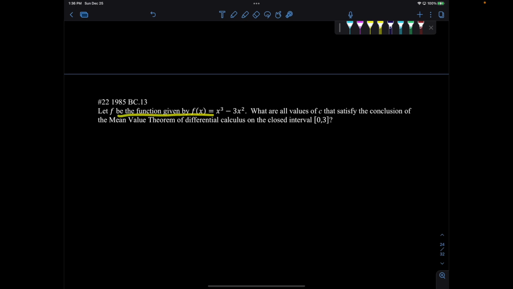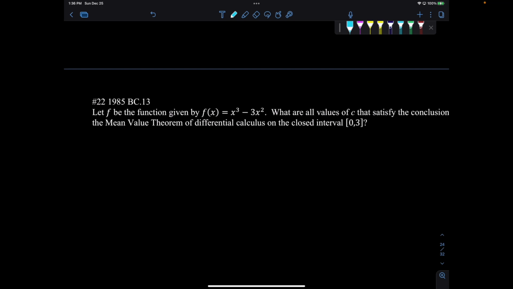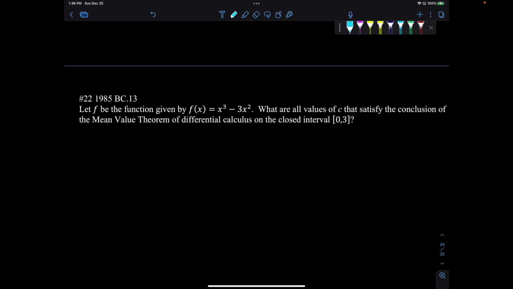So f is the function given by x cubed minus 3x squared. What are all values of c that satisfy the conclusion of the mean value theorem on the closed interval from 0 to 3? They don't say "of differential calculus" anymore. They just say the mean value theorem.